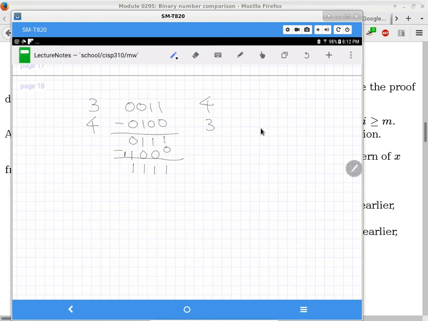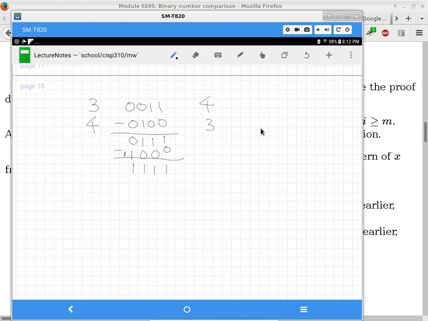Is that okay? Does that make sense? 3 minus 4 is supposed to be negative 1. But if you look at things from the unsigned perspective, 1, 1, 1, 1 is representing 15. But we have an overall borrow. How much are we borrowing? 1, 2, 4, 8, 16. We're borrowing 16. In other words, I got 15, but I owe 16. So the net amount is negative 1. So it does work out.